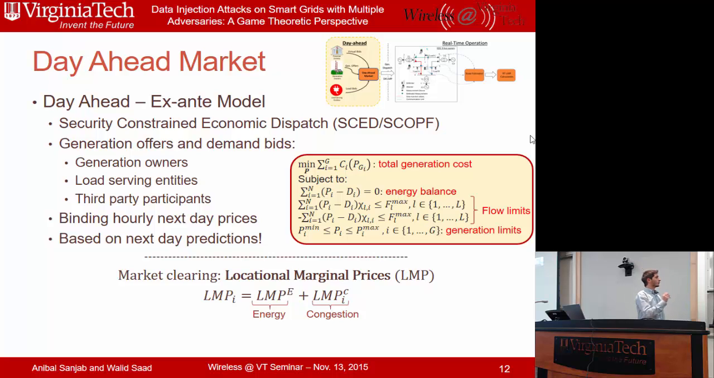So the LMP is mainly composed of two parts. If we neglect the cost of losses, the first part constitutes the price of energy. So how much we're paying to generate that much energy in the system. And that's equal between all buses in the system. We can see that there's no index i over it. So that part is common between all the locations of the market.